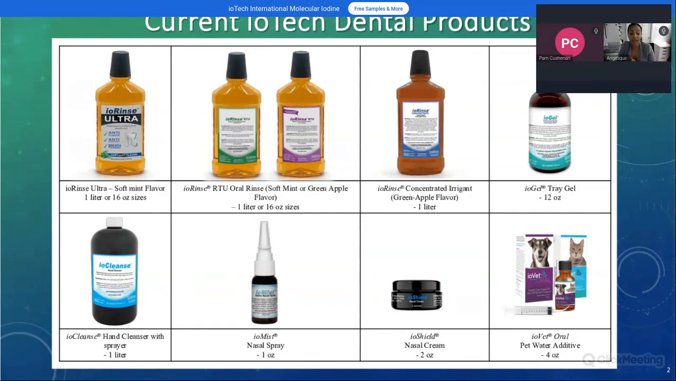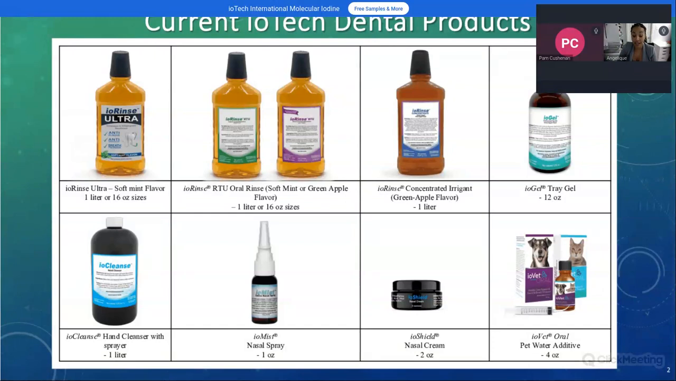At the bottom left, we have ioCleanse. Now, ioCleanse is our hand cleanser. This is a molecular iodine product that simply needs to be sprayed onto your hands. It has all the powers of molecular iodine, can be used on your skin safely, no staining and no drying. This does not contain alcohol, so you don't have to worry about drying of your hands. You simply spray it on, allow the product to dry. This comes in a 1-liter size bottle, 12 bottles per case, and it also includes a spray head that can be attached directly to the bottle.